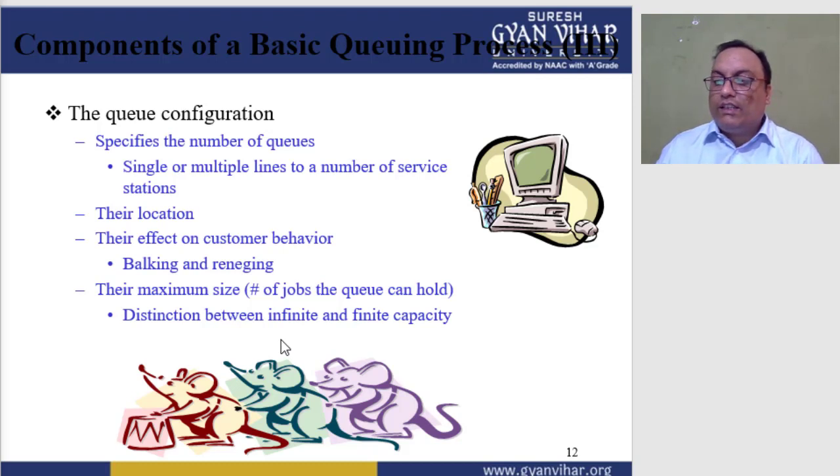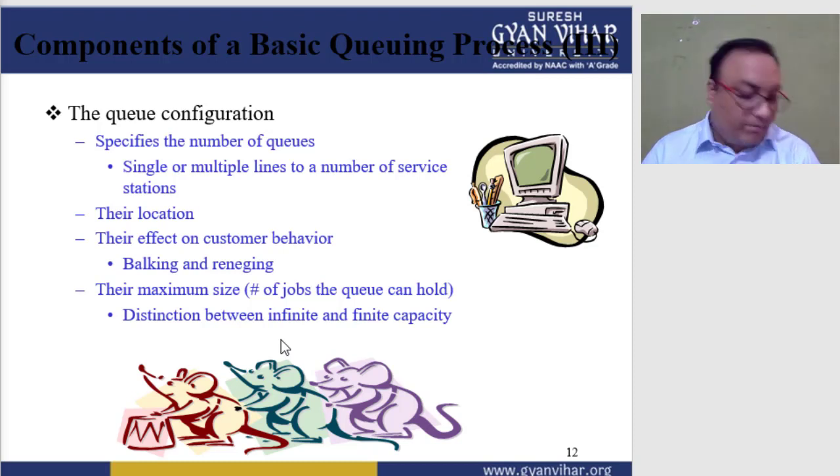The next thing is the components of a basic queuing process. These are the different kinds of components used in the basic process. They specify the queue configuration, which means specifying the number of queues. It depends on single or multiple lines. Suppose at your bank counter, one single line is preferred, or one or two chambers are allotted by the bank. So two or three lines are permitted for this location.